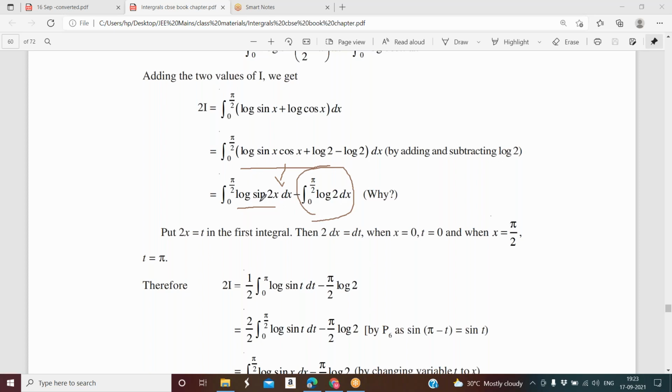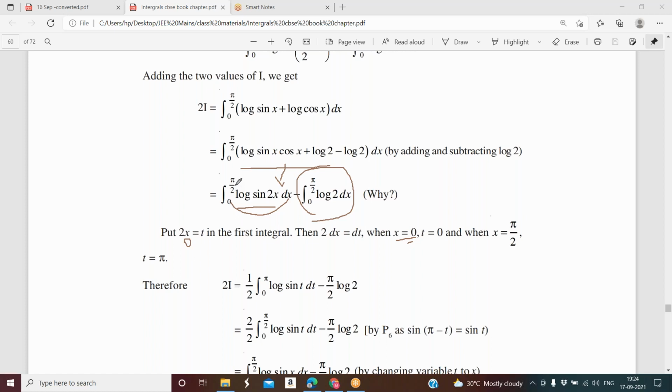Now concentrate on the first integration. Here we have integral 0 to pi by 2 log sin 2x dx. How to integrate this? By using the substitution method. The substitution I am going to use here is 2x equal to t. Take 2x equal to t, then you will get 2 dx equal to dt. When you differentiate with respect to x, you get 2 dx on the left hand side and dt on the right hand side. Next, we have to change the corresponding limits also. This is the lower limit of x, 0. So when x takes 0, what is the value of t? Substitute x equal to 0 in your transformation. If x is 0, then t is also 0.